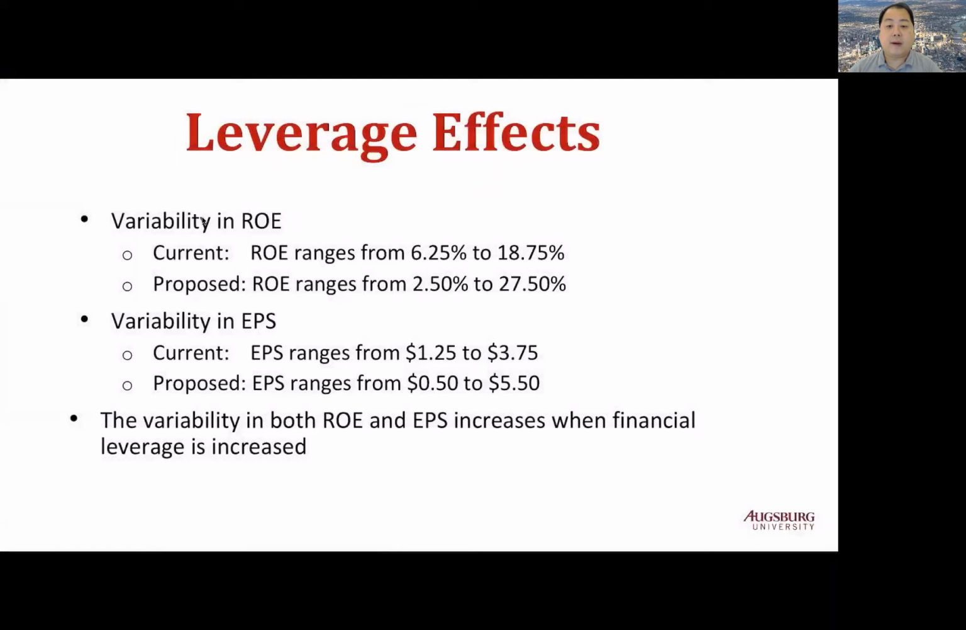From this example, we find the following. The variability in both ROE and EPS increases when financial leverage is increased. For ROE, the current range is from 6.25% to 18.75%. The range increased from 2.5% to 27.5% with capital restructuring. The same trend is found in EPS. What does it mean? It means that the volatility of future cash flows will increase if leverage increases. So, highly levered firms are generally riskier.